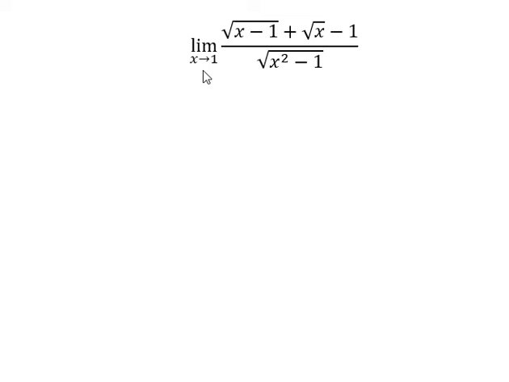Now I want to show you how to answer. When we substitute number 1 here, here and here, this one gives number 0 and this one gives number 0. So we have 0 over 0, and we can use L'Hospital's rule.